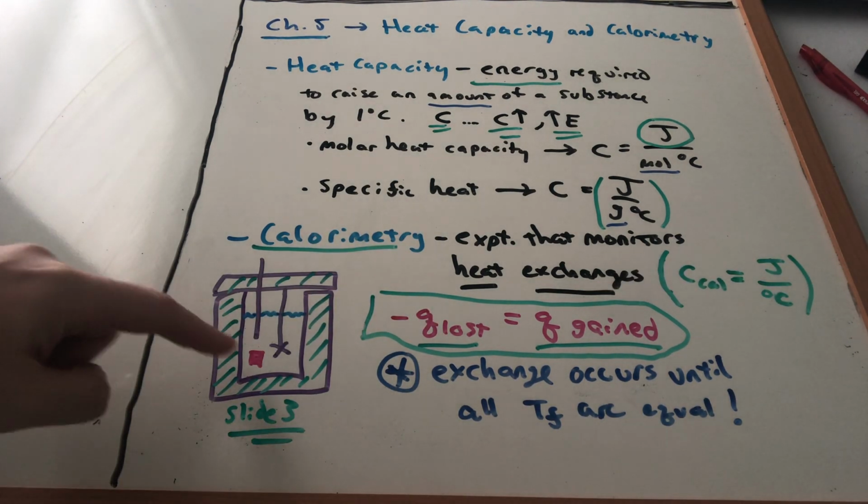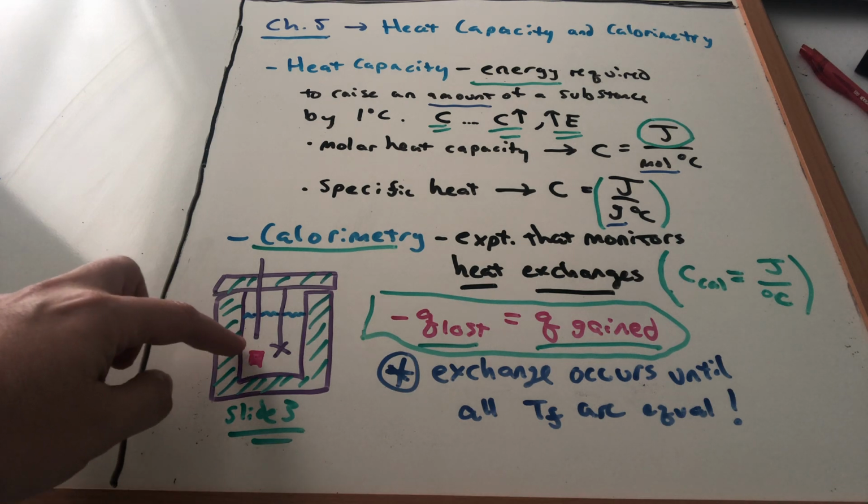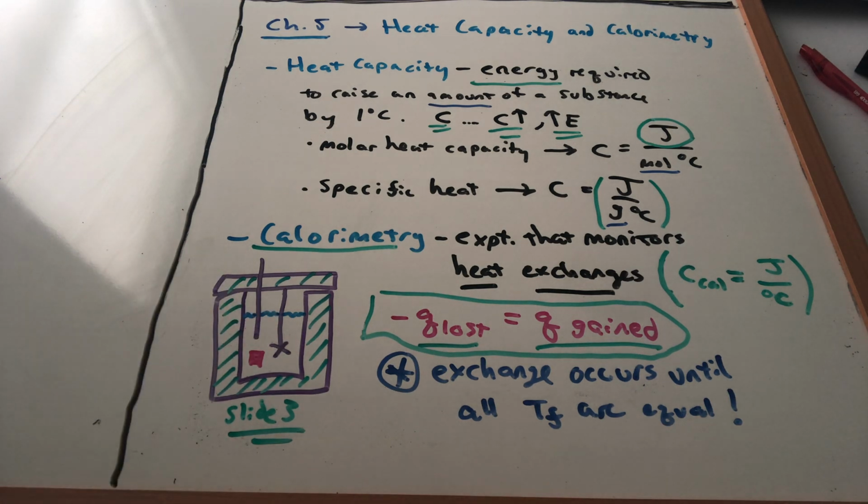So if I put something hot in here and it's around colder water, just as an example, heat's going to flow from the hot object to the water. But when does it stop flowing? Well, by the definition of heat, we understand that heat flows until a temperature difference is nullified.